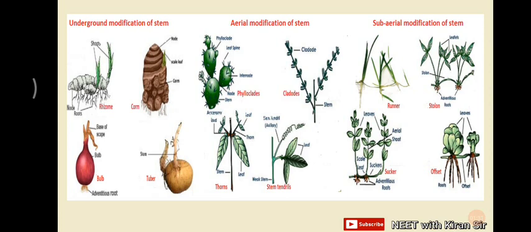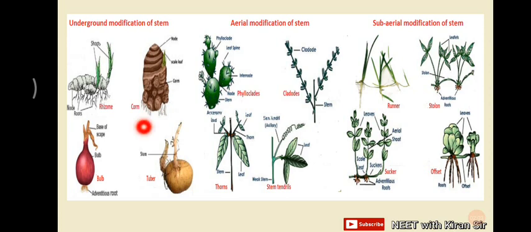Then we go directly to the modifications. Generally, stem modification is divided into three types: underground modification, aerial modification and sub-aerial modification. The modification seen inside the soil is called underground modification. The second one, above the soil at the extreme tip, is called aerial modification. Just above the soil is called sub-aerial modification. So we begin with the first one.